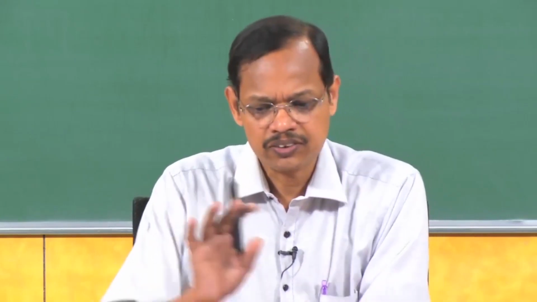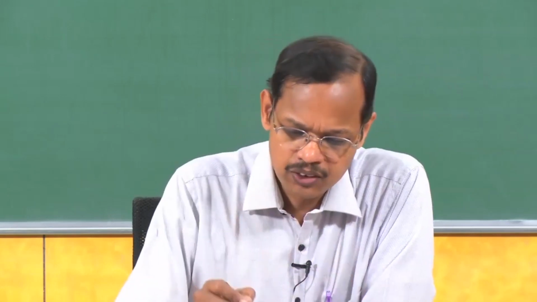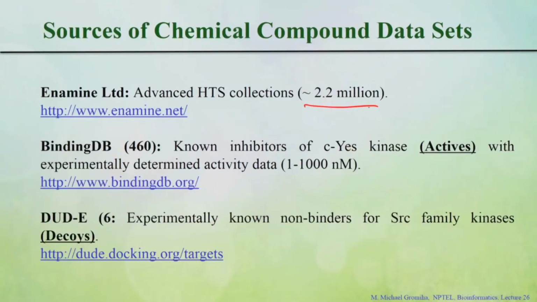So, how do we do this? First we get the ligands. From Enamine we get 2.2 million compounds, right. Then to see whether these compounds have any similarity, or how we can identify the inhibitors for CS kinase, we check BindingDB. In this case, we have the actives already reported, in the 1 to 1000 nanomolar range.